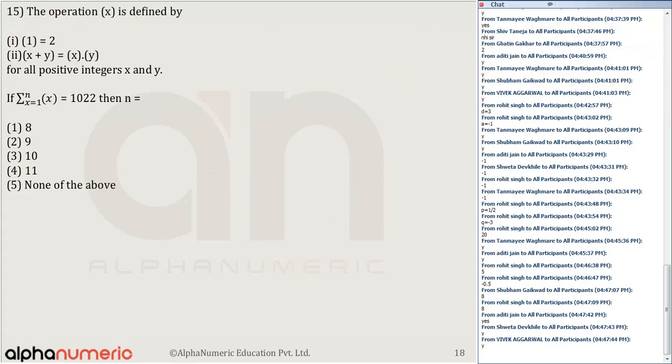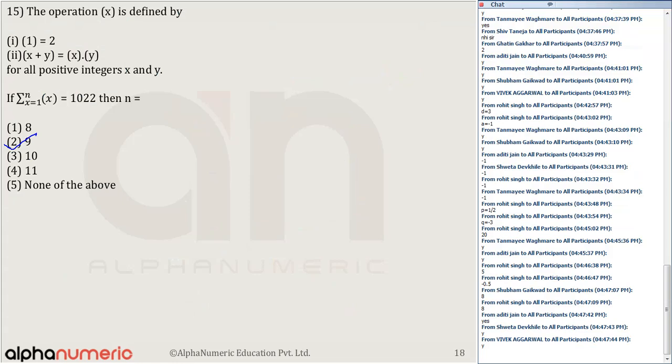Let's come to question number 15. Let's see how many of you got question number 15 right. 16% of you said option number 2. Only one of you said option number 3. And that is the correct answer. The correct answer is option 2, which is 9.